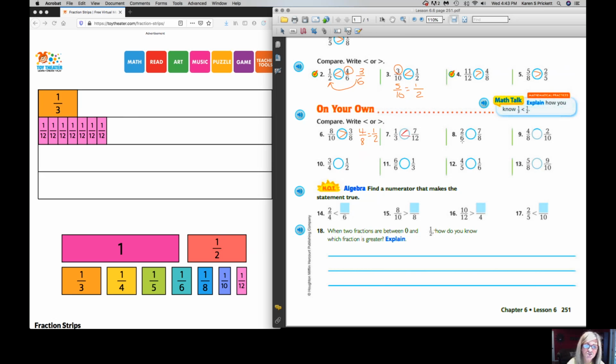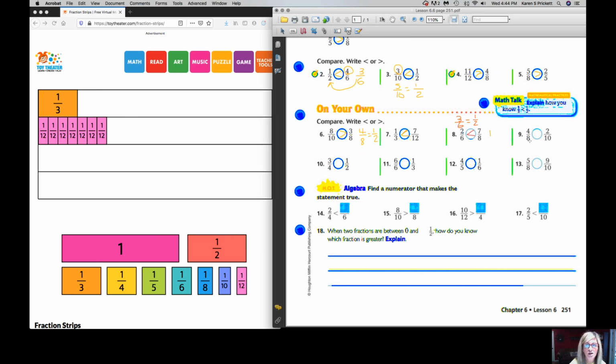Number 8, 2/6 and 7/8. This is also one of those where I can compare it to 1. All that I need is one more 8th here, and this would be 1. So 7/8 is really close to a whole, which is 1. And 2/6 is really close to a half because I know that 3/6 is equal to 1/2. So 2/6 is significantly less than 7/8.